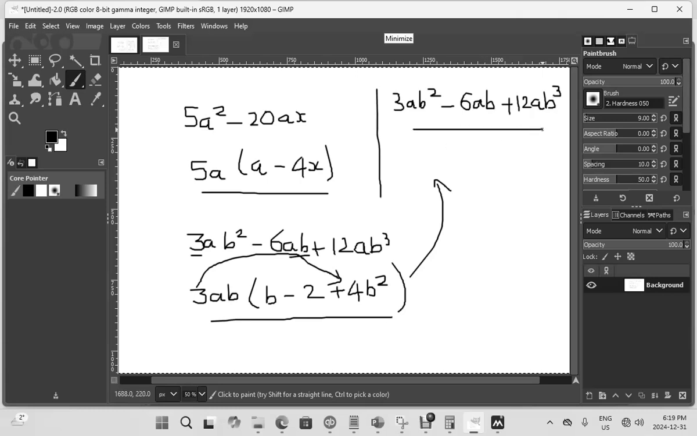So this is the solution, and this is what we started off with over here. This is how we know that this is correct. So 3AB squared minus 6AB plus 12AB cubed. All right, that's the solution. All right, let's look at another example.